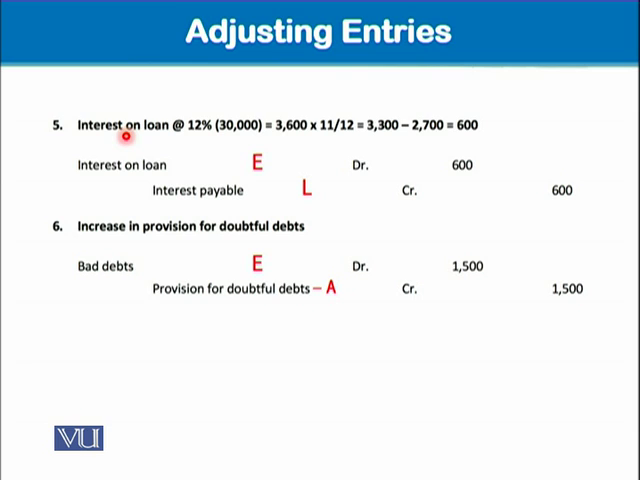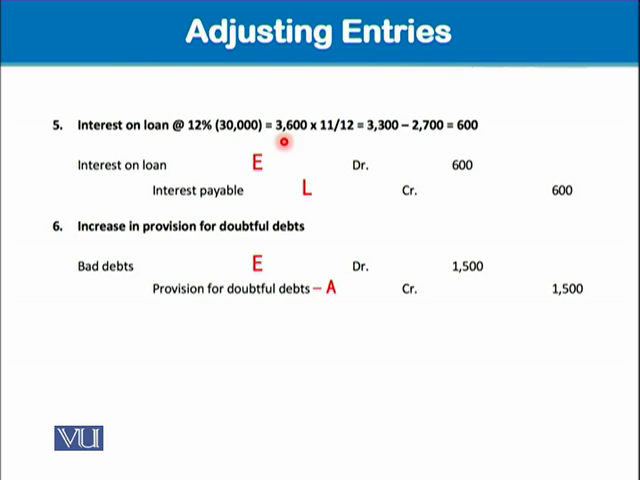Then comes interest on loan. If you do remember, 2,700 interest on loan was already appearing in the debit side of the trial balance, interest on loan paid to Bhutta. When we calculate this interest, it comes to 3,300. How? The total amount of loan is 30,000. The interest on loan is 12%. The total amount of interest is equal to 3,600.